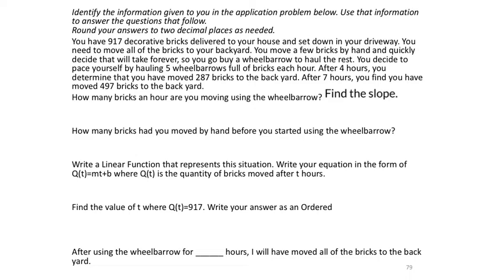For example, they said after 4 hours, you have moved 287 bricks. Now that would also include the bricks that we had moved before we got the wheelbarrow, right? Because we did move some before we got the wheelbarrow. But the number of bricks is going to depend on the number of hours that have passed. So this is an ordered pair of 4 and 287. That'll be crucial because we need to figure out the slope.